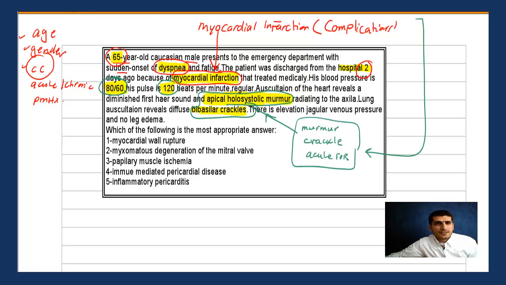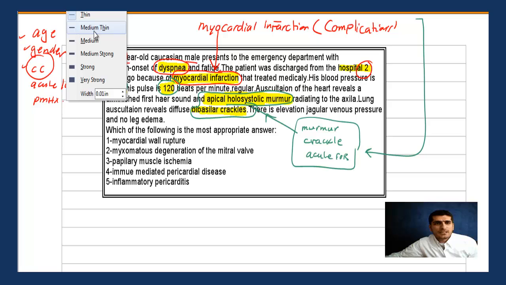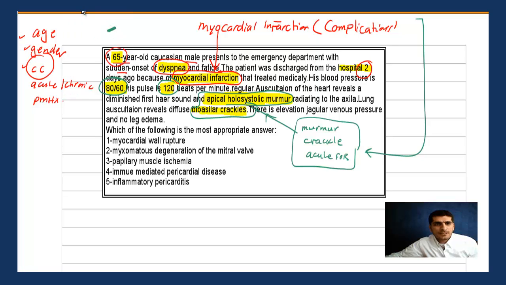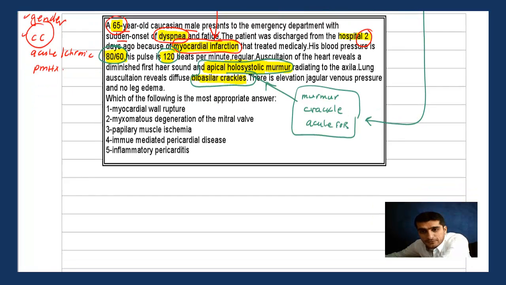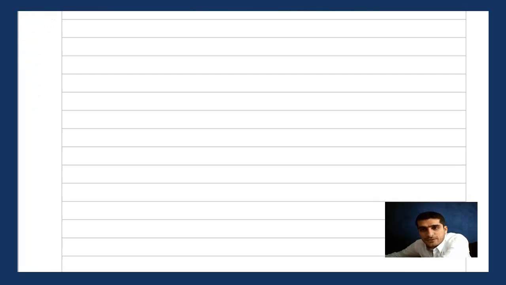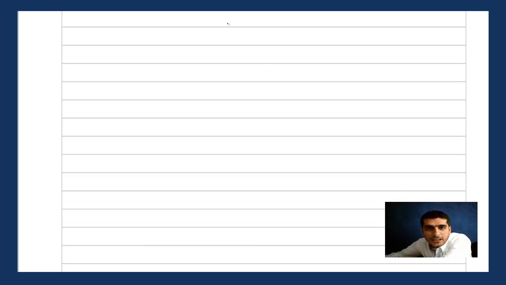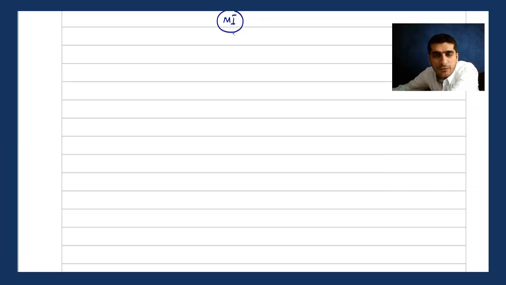Now, how will I make it? Really, honestly, how will we make it? Let me make it. Let's hope. I'm not sure about this. I think thinner. Yeah, okay. So let's see how we'll approach this question, guys. Are you ready? So let's make a table. Actually, a diagram first, because I like diagrams. So what is the diagram? The diagram basically talks about MI and shortness of breath.